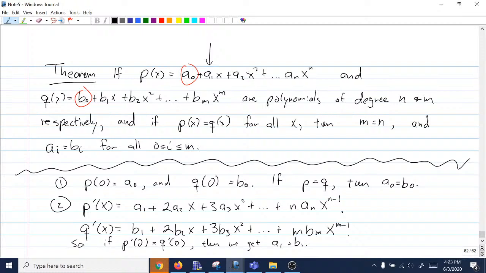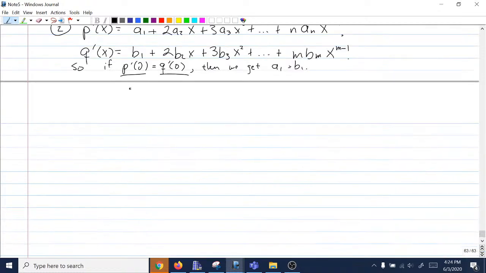But remember, the definition of p prime of 0 isn't anything to do with the coefficients. P prime of 0 is defined to be the limit as h goes to 0 of p of 0 plus h minus p of 0, divided by h. This is a way to describe the coefficient using only the values you get from plugging in the function. And the same thing for q.